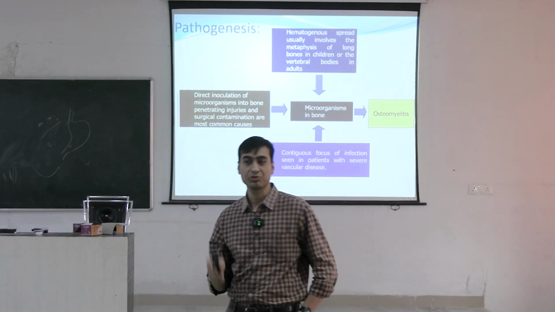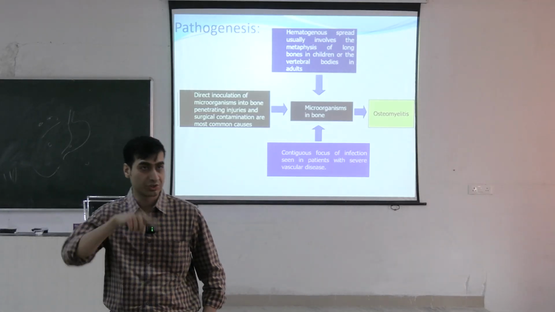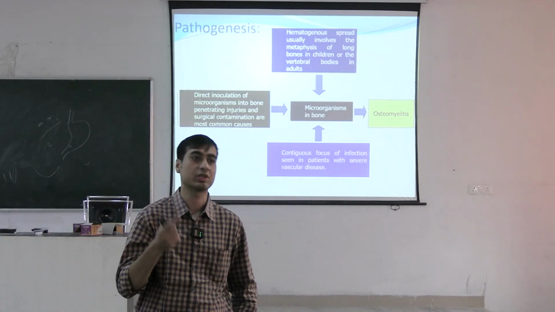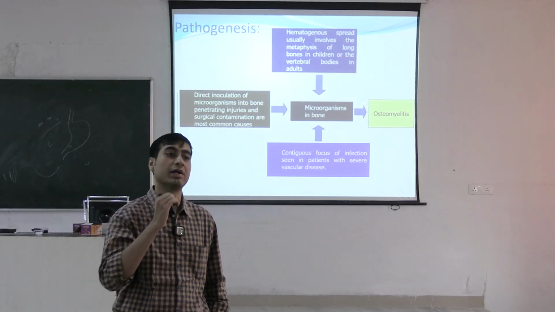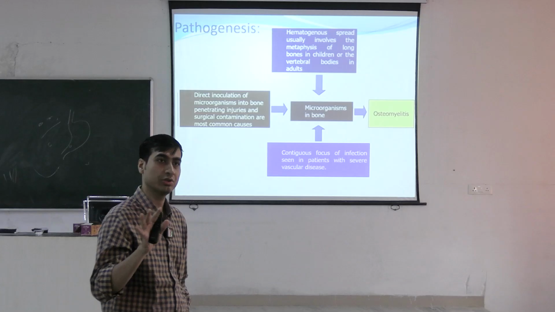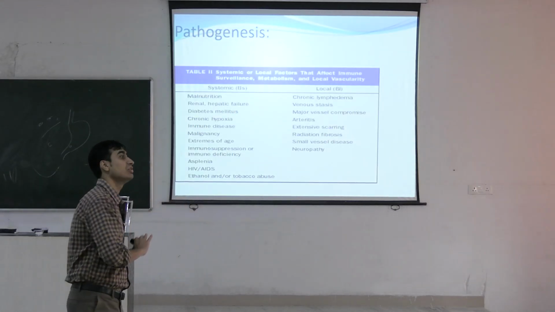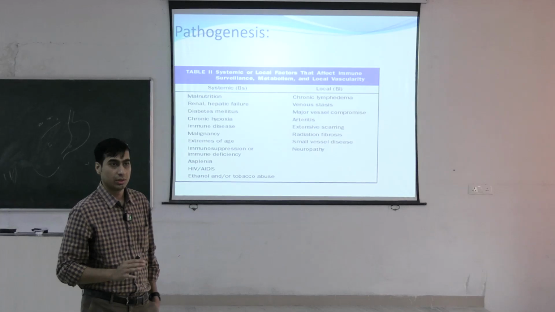So in the pathogenesis, you need to understand this. It always starts in the metaphysis. Why vascular end loops? Because the blood flow is sluggish, the blood flow is slow, which allows the bacteria to proliferate. Understood? So this is what I have told you, all related to the microorganisms.